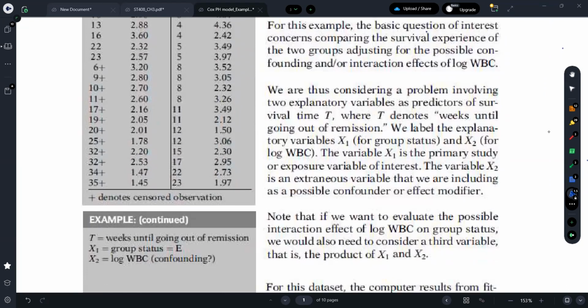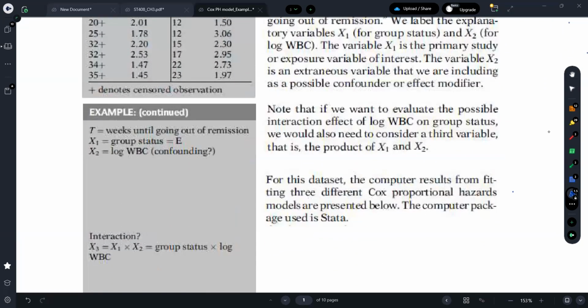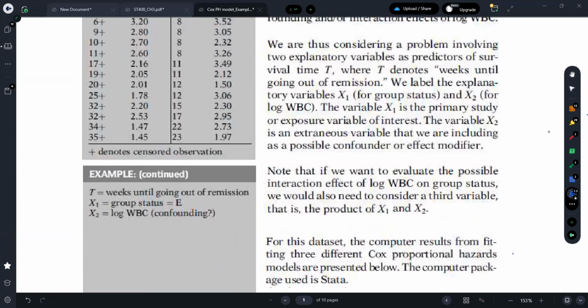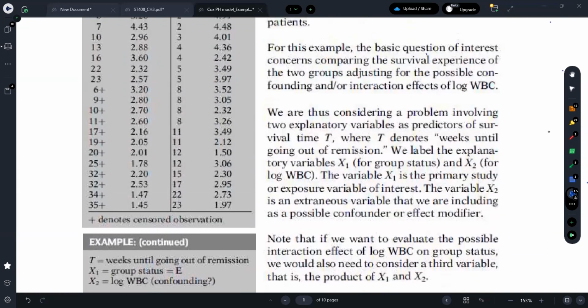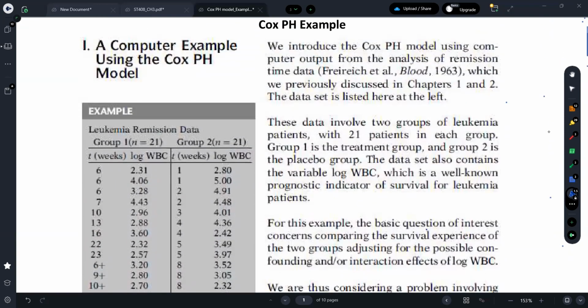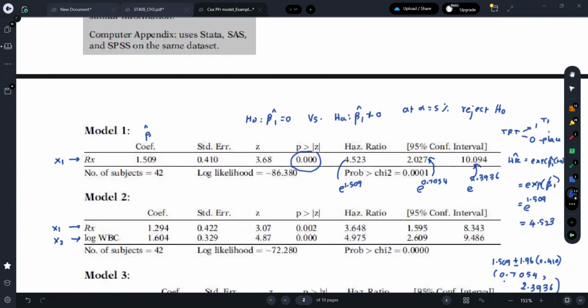Group status E. How do you explain E1 or 0? Just those who got the treatment should have higher survival, right? That means lower hazard. Let's see. I haven't indicated. Okay, so they have used 1 and 2. Okay, so let's go with that.